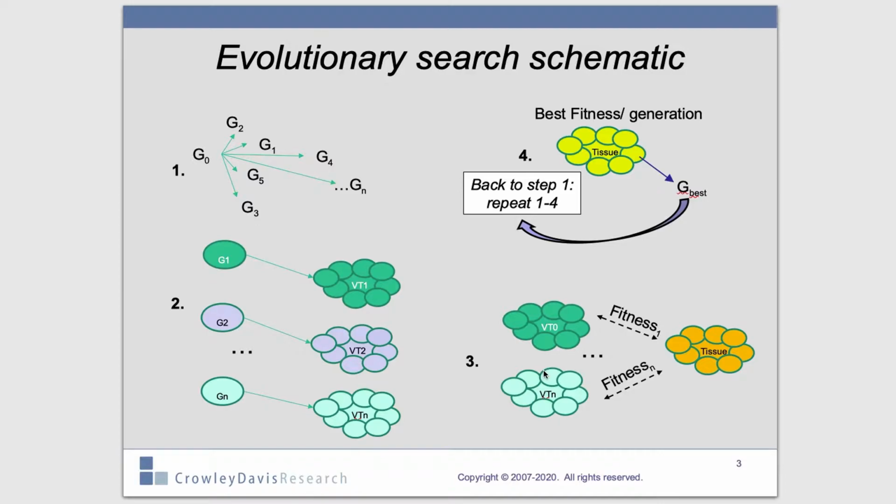3. Compare each of the resulting V tissues to the target tissue. 4. Select the genome whose V tissue most closely resembles the desired tissue, those with the highest fitness index, and use their traits to populate the next generation. Repeat the above steps until a genome that supports, meets, or exceeds a predetermined degree of fitness has been found.